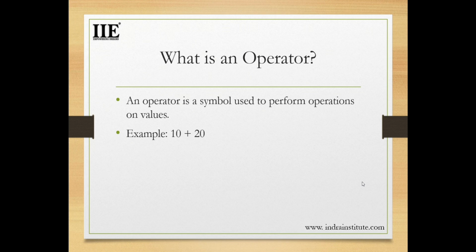What is an operator? An operator is a symbol used to perform an operation. For example, 10 plus 20. Here, 10 and 20 are called operands and plus is called an operator. Operators are very important in programming because they help us perform calculations and comparisons.